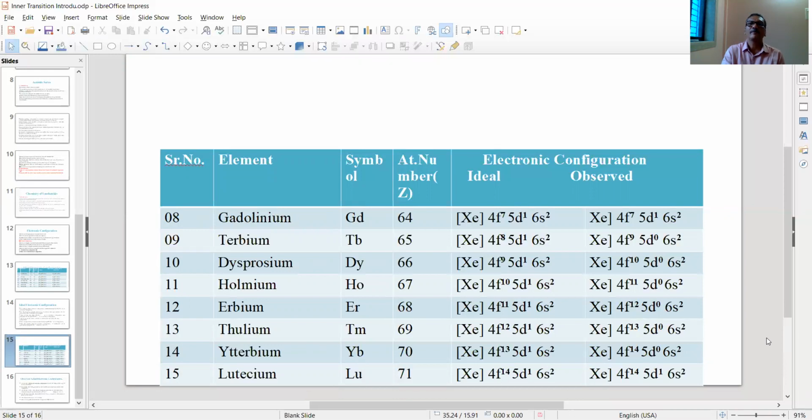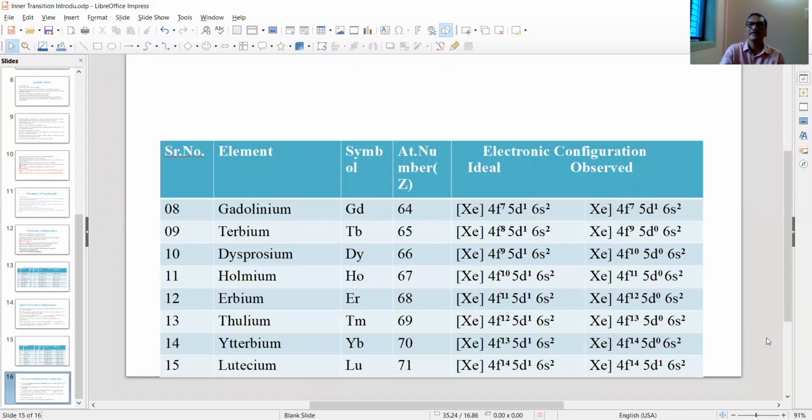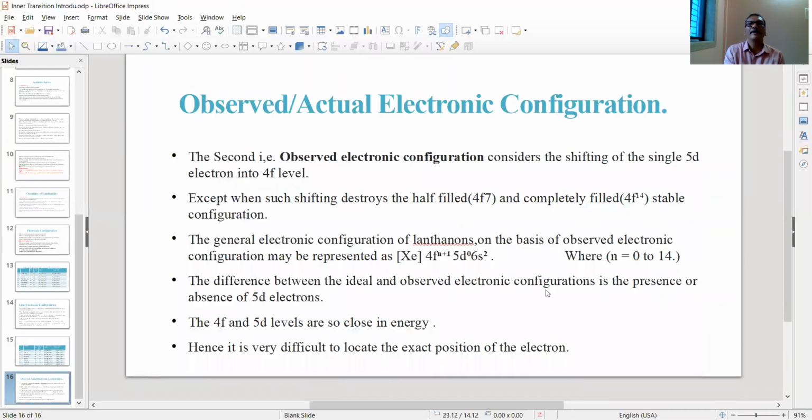We can write the outer electron configuration of the lanthanides as 4fn+1, 5d0, 6s2, except for gadolinium and lutetium. So 4fn+1, 5d0, 6s2. This is the difference between the ideal and the observed electron configuration.